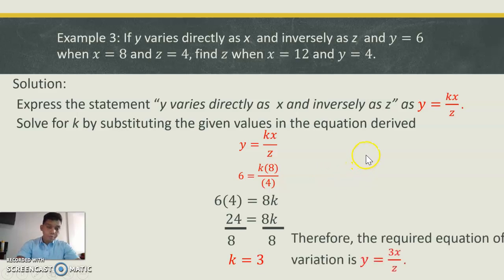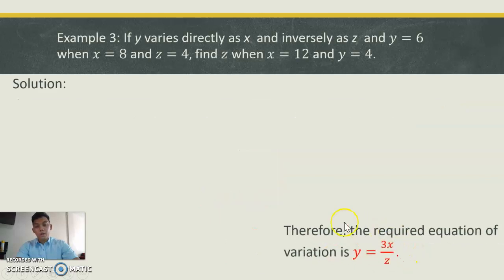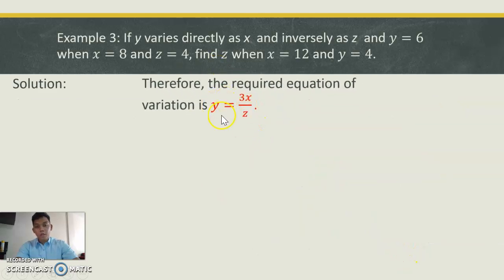Let's proceed. So this is y equal to 3x over z, our equation. So we're going to find z using this equation. So just replace y is 4, x is 12. So 3, just interchange this one. So this will be z here, and then the denominator becomes 4. 3 times 12 is 36. Divided by 4, that is just 9.